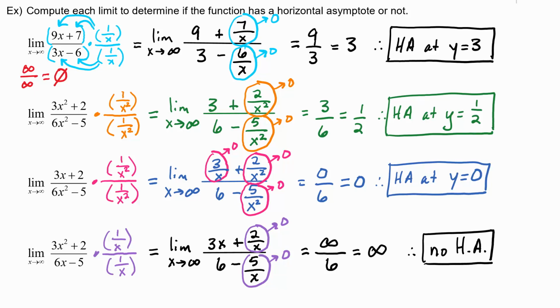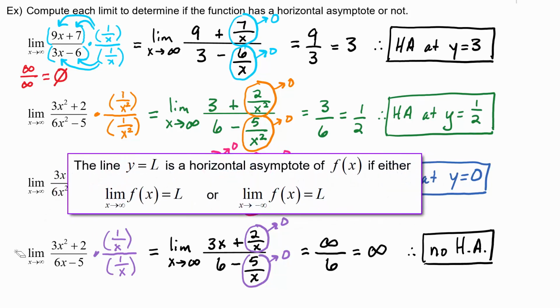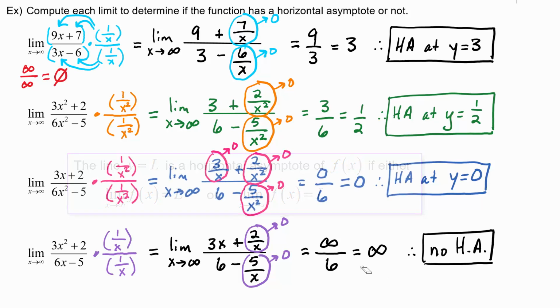Remember that the definition is that the limit at infinity has to end up equaling a real number, meaning a finite value. That's what will give you the horizontal asymptote. If you don't get a finite value for the limit, then you do not have a horizontal asymptote.